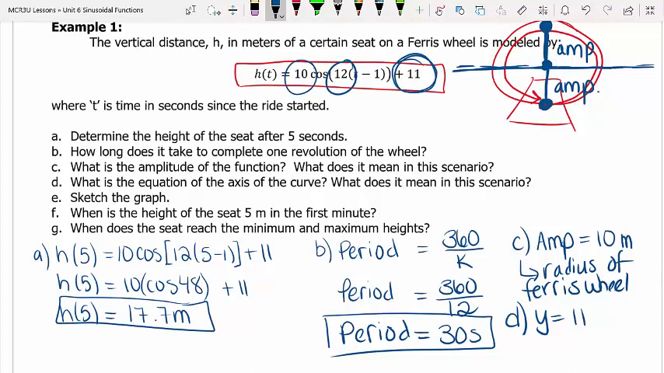And now we need to apply that to the scenario. All it means in terms of the Ferris wheel is that's the height of where the axle is. So the axis of the curve is equal to where the axle is, or the rotating point is, on that Ferris wheel.